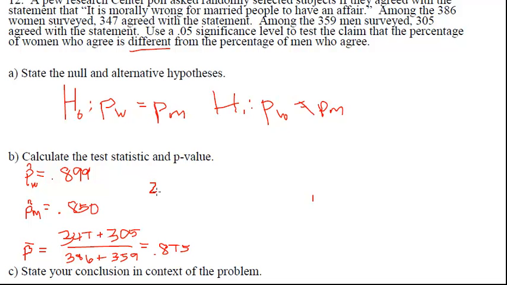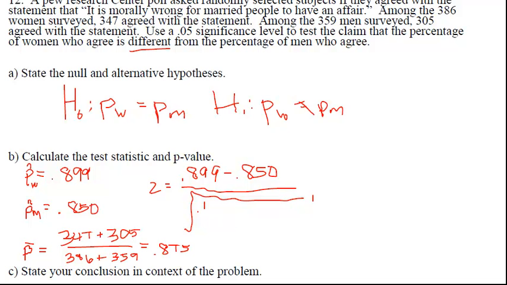Okay, so I'm going to calculate my z-score using that formula that's on the formula sheet. So I take 0.899 minus 0.850 divided by the square root. And then on the bottom, I'm going to use this 0.875. So I take 0.875.